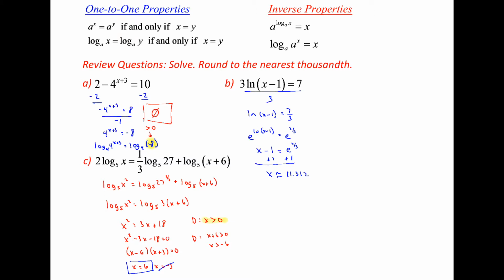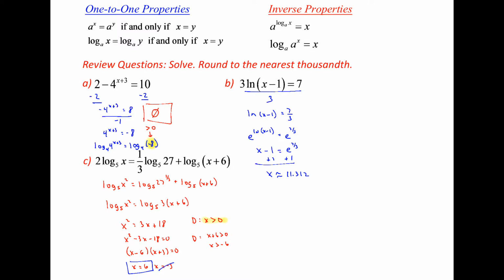On B, I divided by 3 to isolate the logarithm. Rewrote it once again using the one-to-one property, e raised to the natural log, so that would cancel and leave me with x minus 1 equals e to the 7/3. Added 1 to the other side and got approximately 11.312.